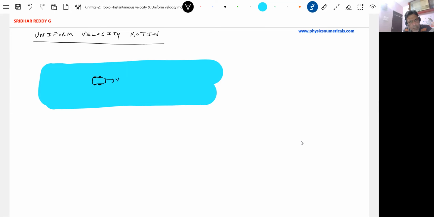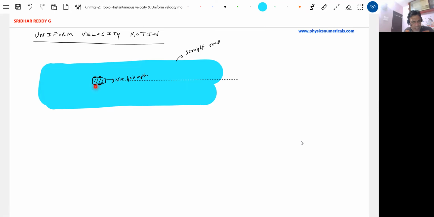It will move with a constant speed of 40 kilometers per hour along a straight line. How will it move? Along the straight line. It will not take a turn. So this is a straight road. So nothing but I can say that this car is describing uniform velocity motion. Very simple.